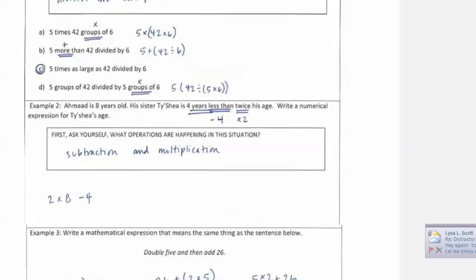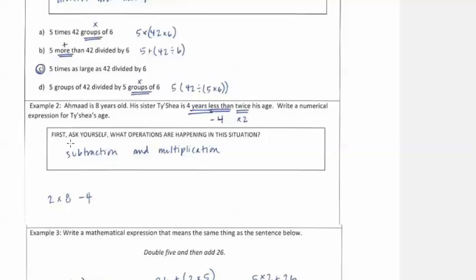Okay. So example 2, here again, you're going to identify which operation is happening in this expression. So I underline this and write the mathematical operation below. You can also write the mathematical operation above. Ahmad is 8 years old. His sister Taishay is 4 years less than, twice his age. Ooh, I'm hearing 4 years less than, and so I know that means I'm going to be subtracting 4, twice his age. So twice his age means times 2.